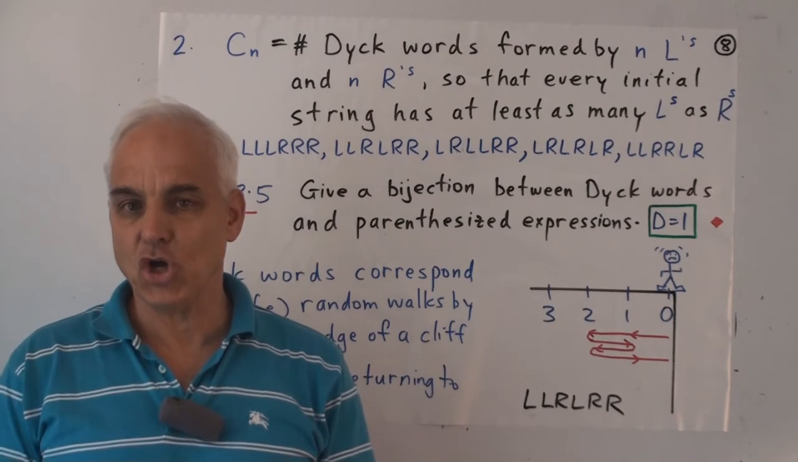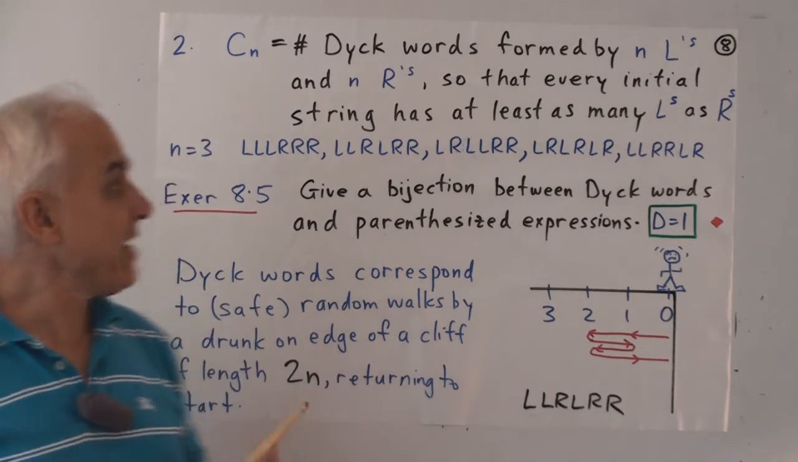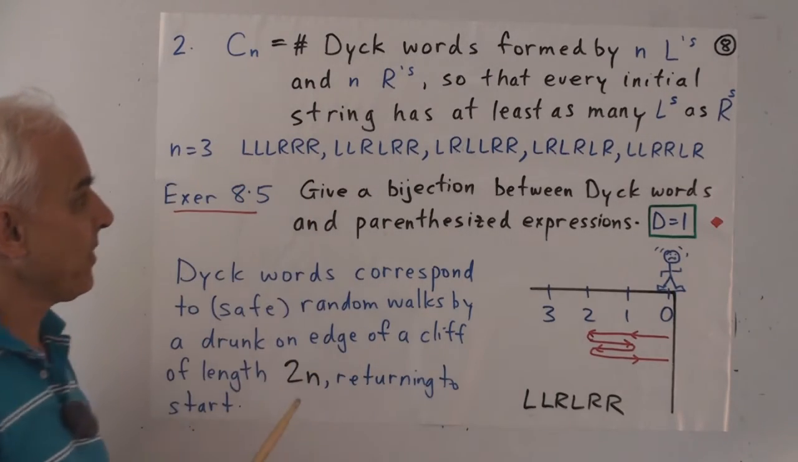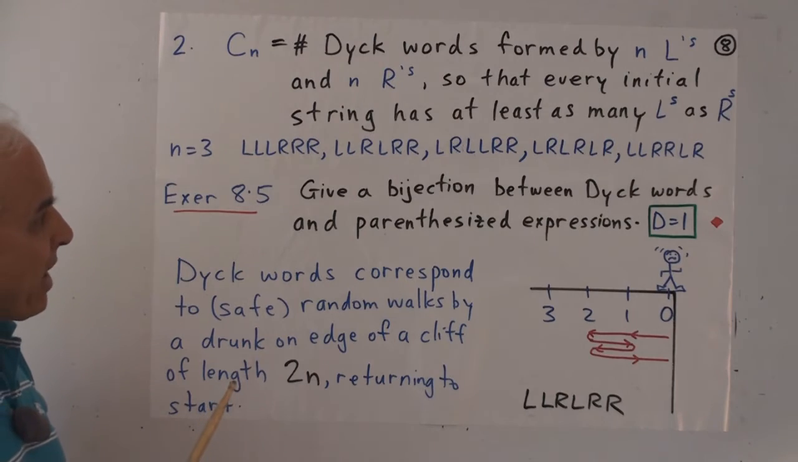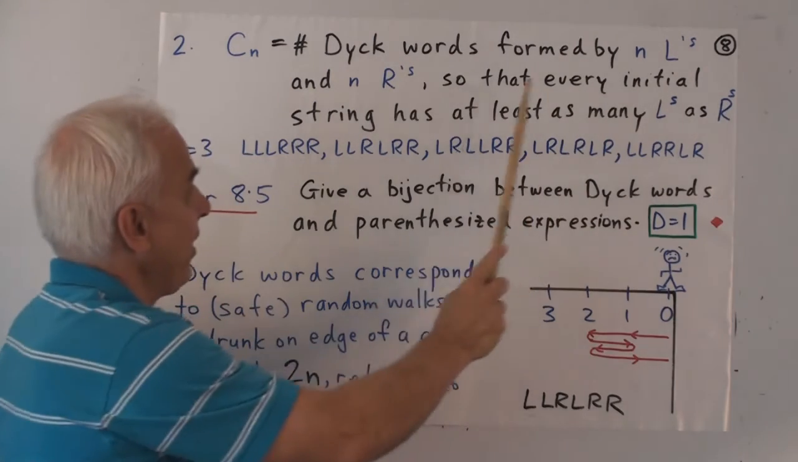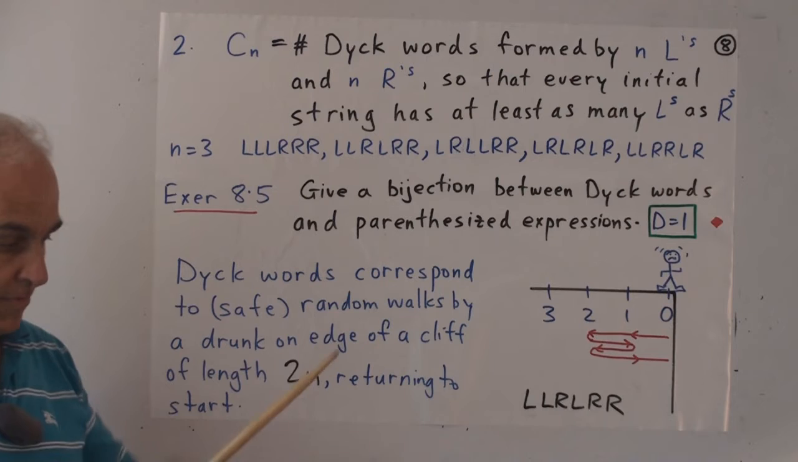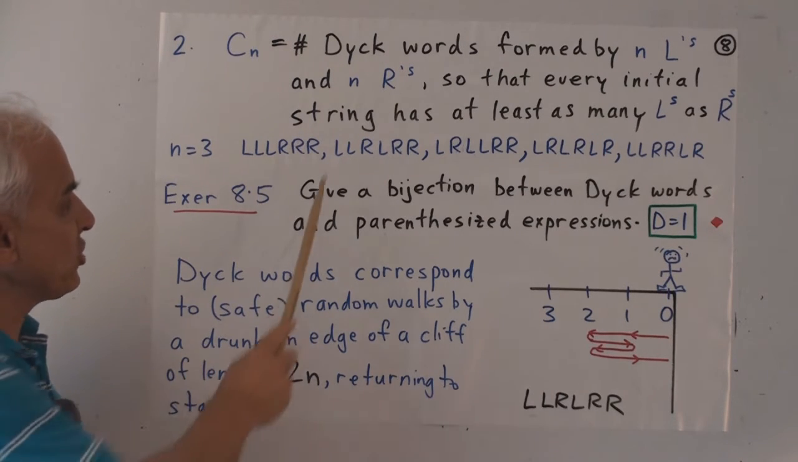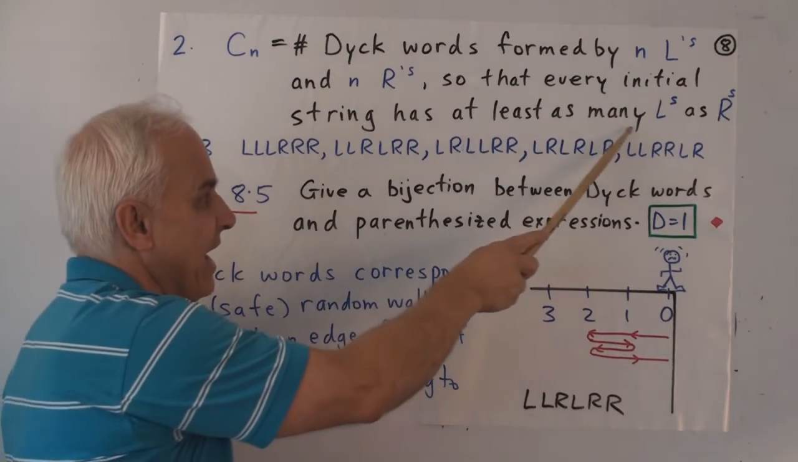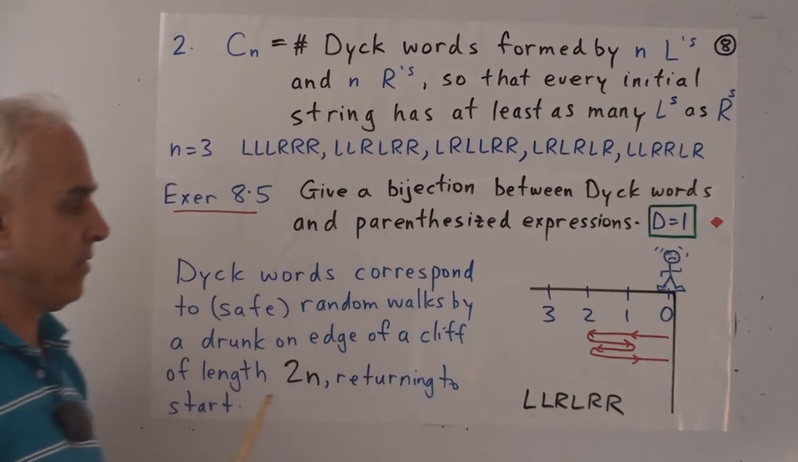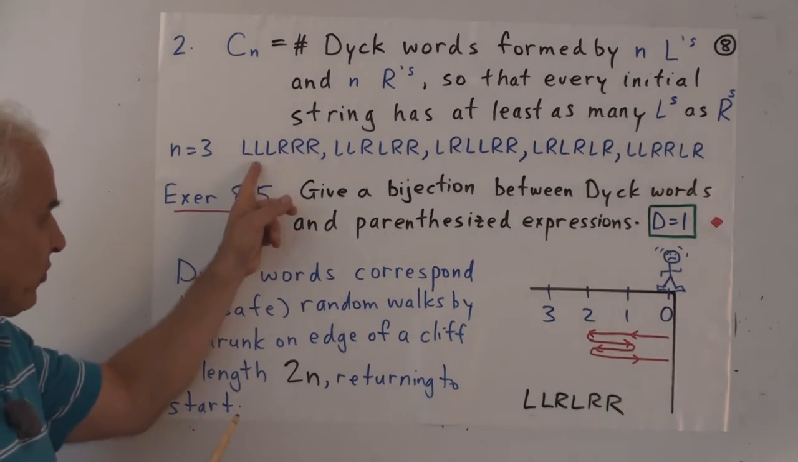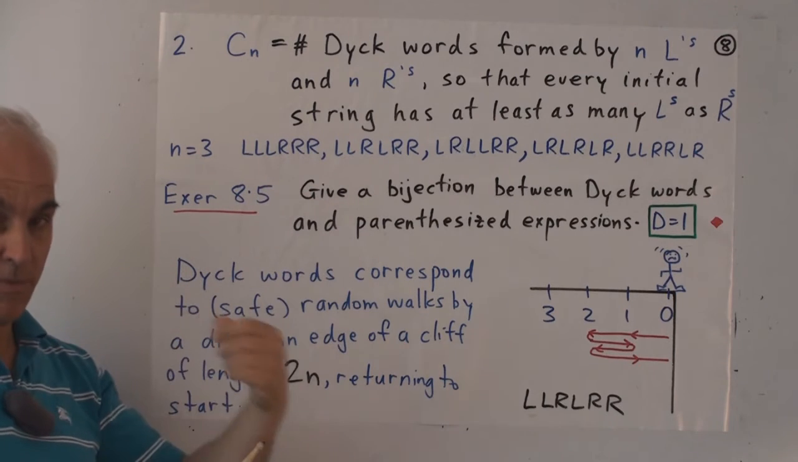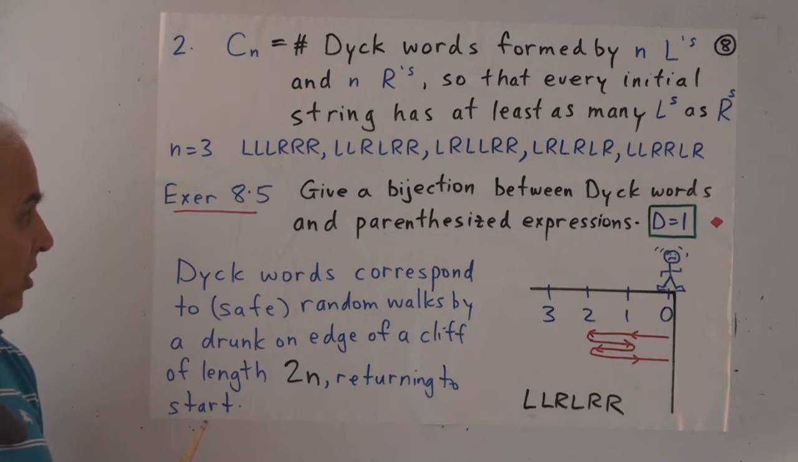Another incarnation of the Catalan numbers is in counting Dyck words. These are words formed by having n L's and n R's, with the property that every initial string has at least as many L's as R's. So we're looking at a string of L's and R's with an equal number of L's and R's, and altogether n L's and n R's.